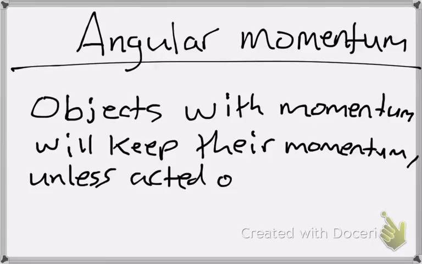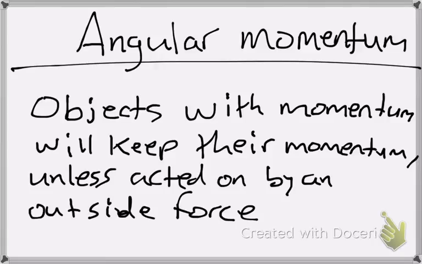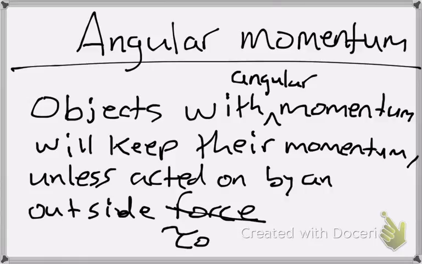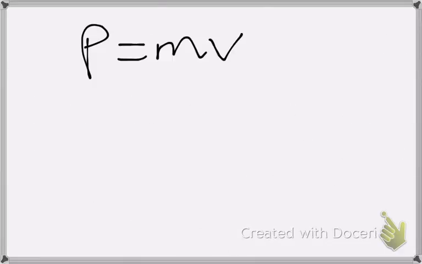So this is Newton's first law, written in terms of momentum, and it says objects with momentum will keep their momentum unless acted on by an outside force. And true to our theme of making the rotational version very simple and very similar to the linear version, objects with an angular momentum will keep their angular momentum unless acted on by an outside, not force, but a torque. So instead of a force, we're looking at the rotational equivalent to force, which is torque.